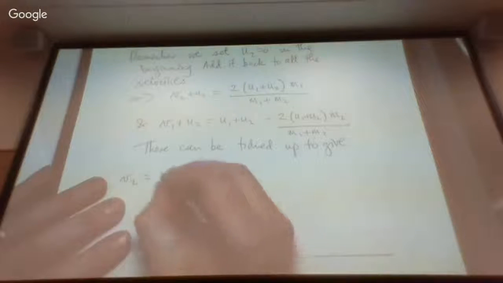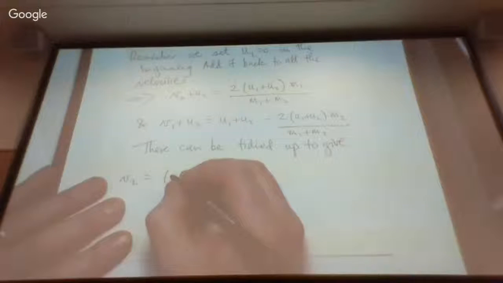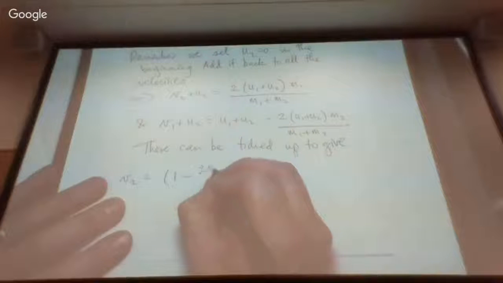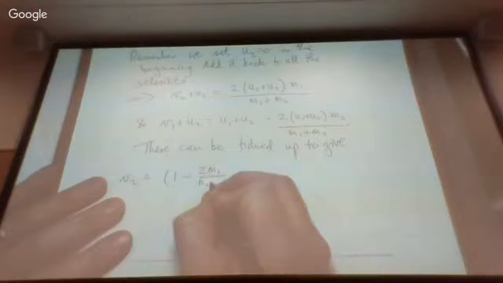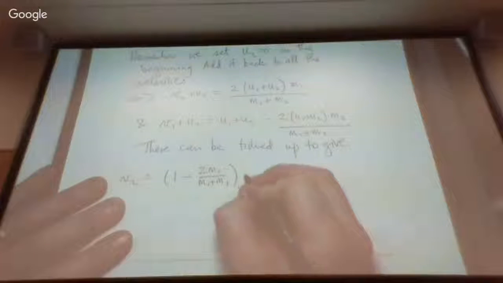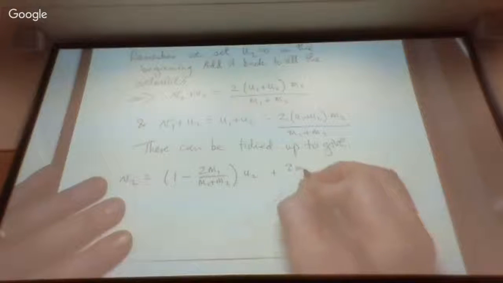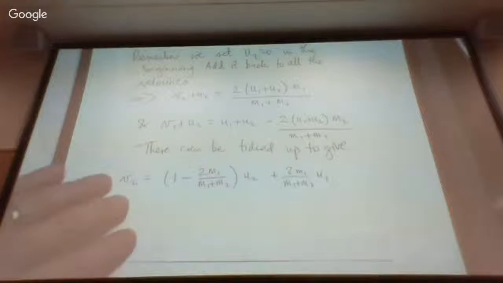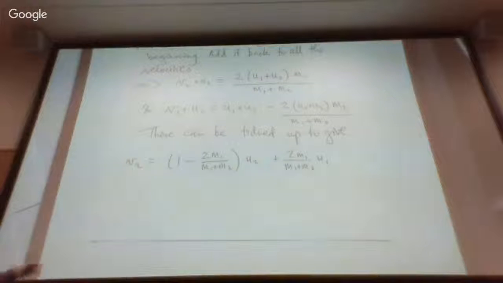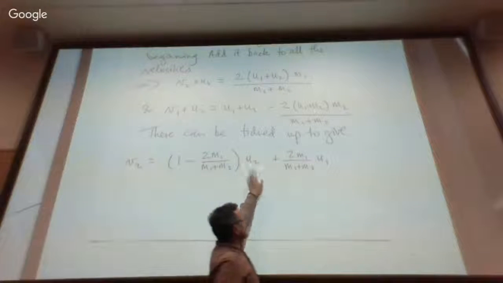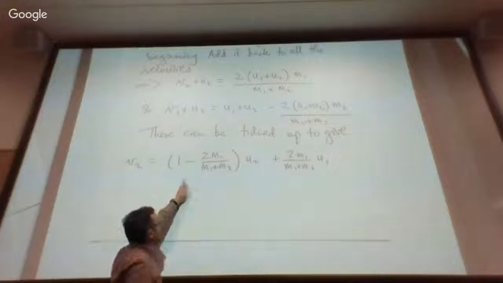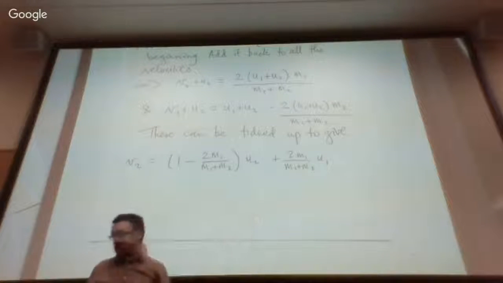We get an equation for V2, which is a combination of U2 and U1. And it's 1 minus 2m1 over m1 plus m2 times U2 plus 2m1 over m1 plus m2 times U1. We've got this nice symmetric form. So V2 is, if you like, a linear combination of U2 and U1, and the coefficients sum to 1. And they have this form 1 minus 2m1 over m1 plus m2.